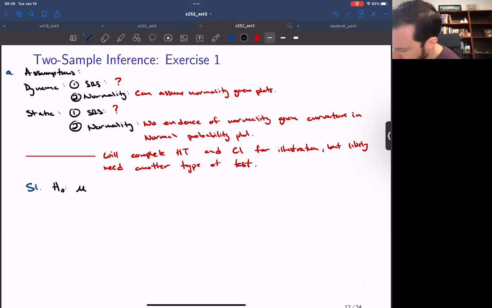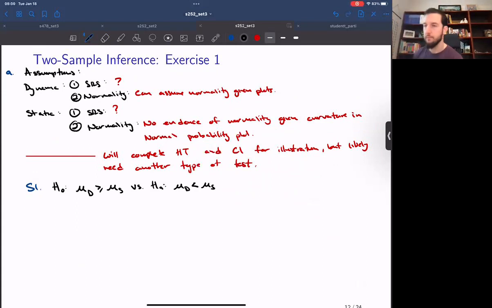H0: mu dynamic is greater than or equal to mu static versus HA: mu dynamic is less than mu static. So remember what I said before, the direction of our test is always with respect to the first population. So I'm effectively declaring that the dynamic system is going to be the first population here, and I'm writing my alternative as mu D less than mu S. So I'm going to run a lower tail test in this illustration.